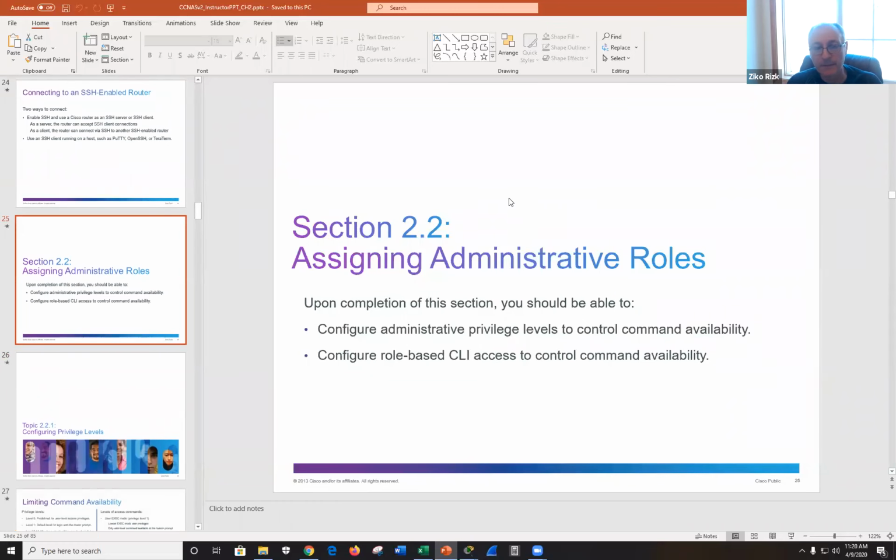Administrative roles. So maybe we should do this and stop for today. Remember, this is week two. This is scheduled for next week. And what they're talking about, the next two topics, is do you want everyone to log on as administrator and have access to everything? Be authorized, remember, authenticate, authorize. So do you want everyone to be authenticated, log on, and be authorized to do everything? Or do you want to limit what they can do?